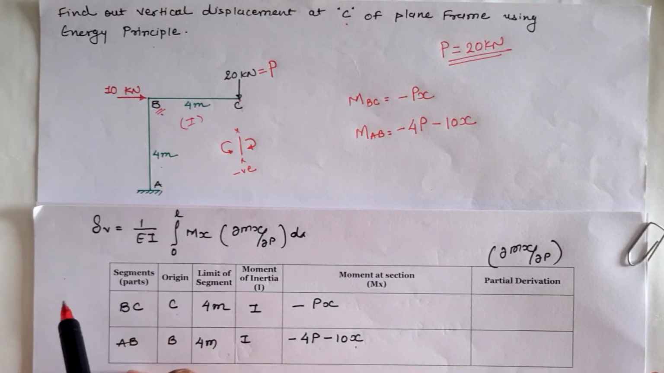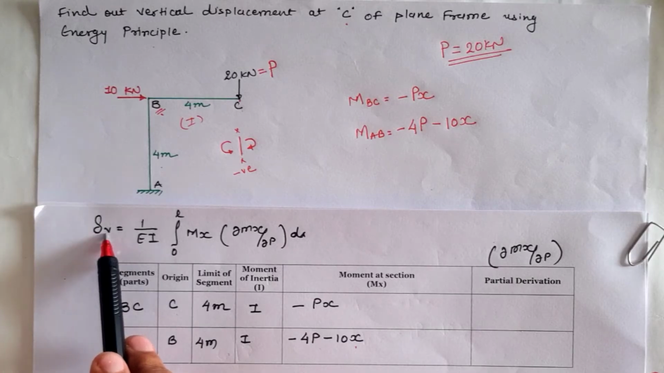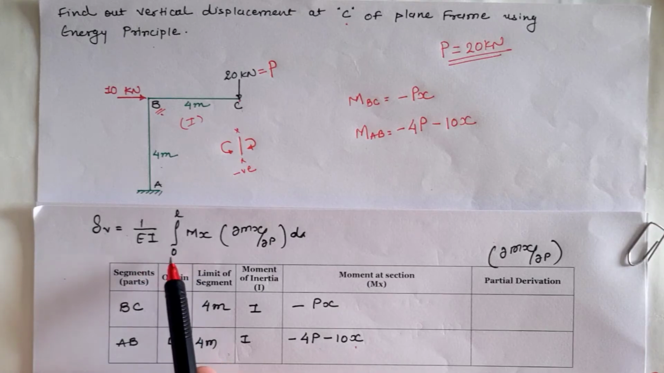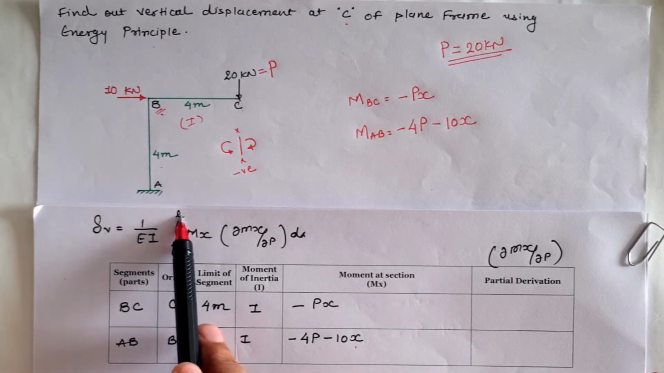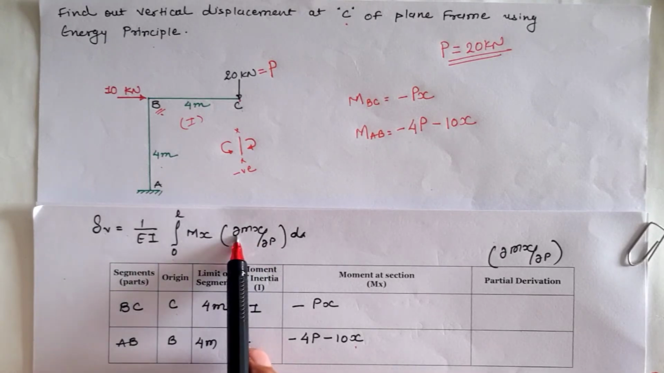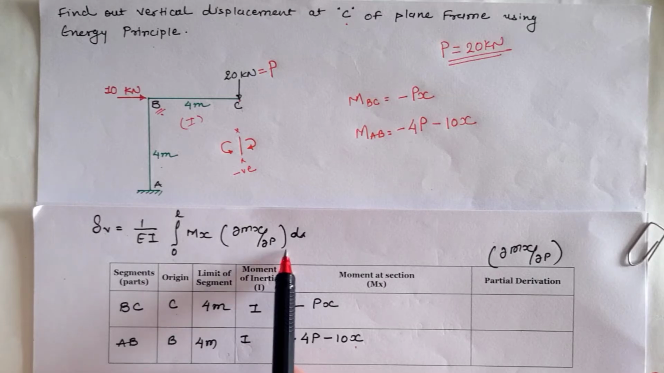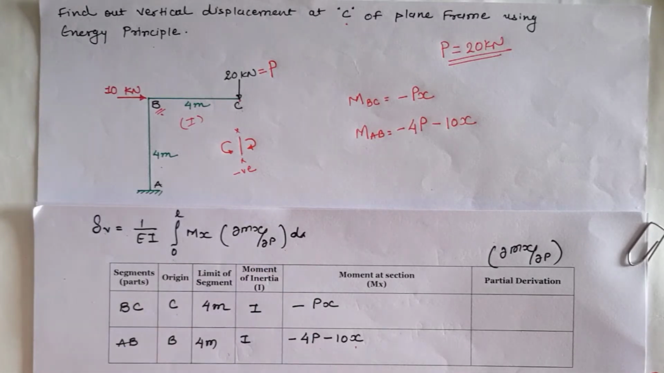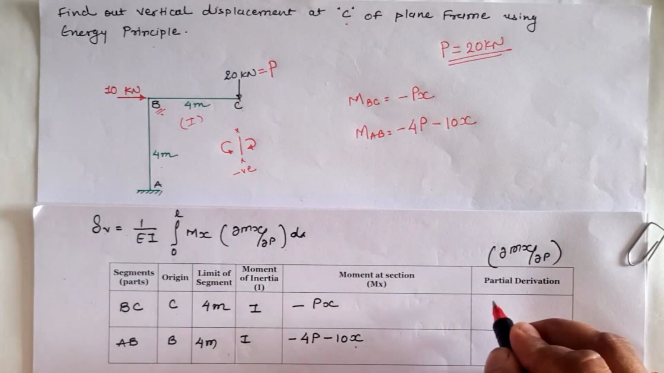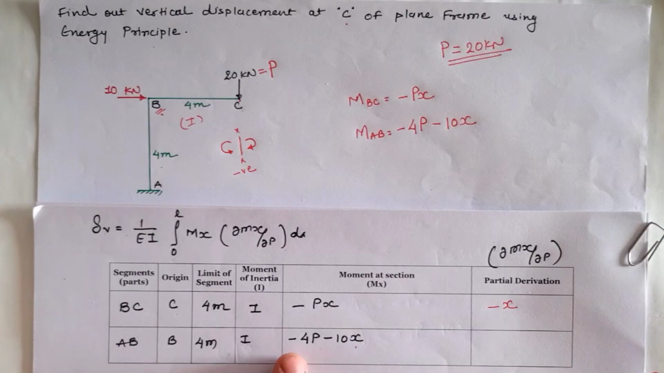Now according to Castigliano's theorem, deflection at any location can be calculated by the equation 1 by EI, integration over the entire span 0 to L, of Mx multiplied by del Mx by del P, which is the partial derivative of the sectional moment with respect to the arbitrary load, into dx. If we take the partial derivative of minus Px with respect to P, it is minus x, and the partial derivative of minus 4P is minus 4, and minus 10x is 0, as there isn't any P.